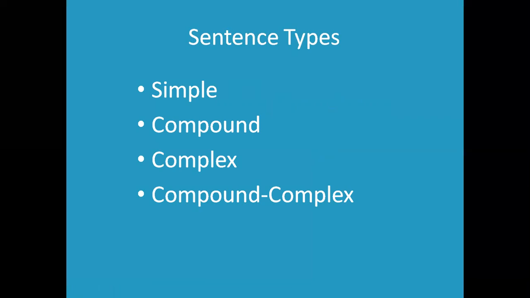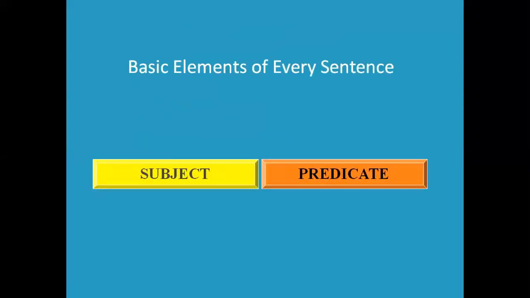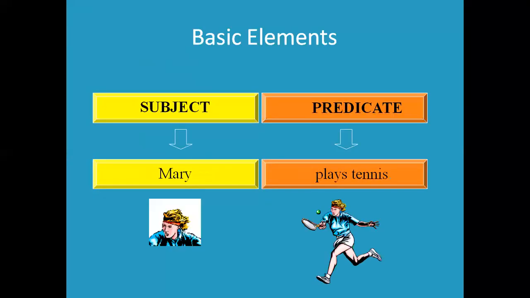Firstly, before introducing each type, let's see what a sentence itself is. The basic elements of every sentence are a subject and a predicate. Each sentence consists of a subject and a predicate. You know it. Let's see an example. Mary plays tennis. Mary here is the subject, and the predicate is plays tennis.